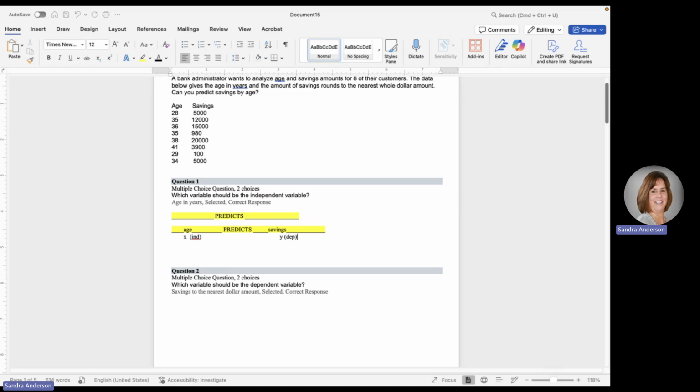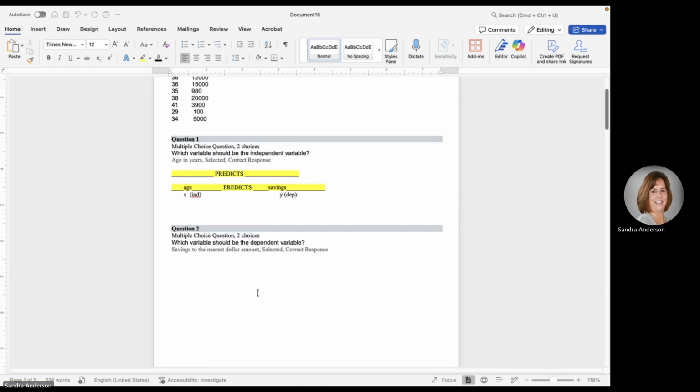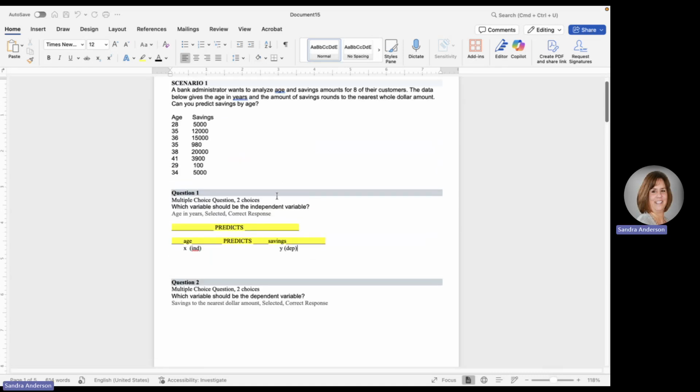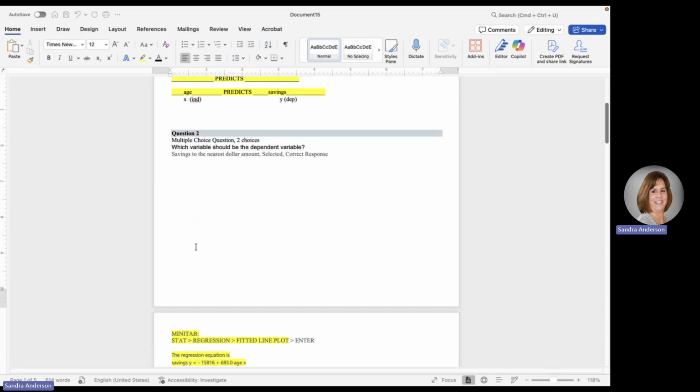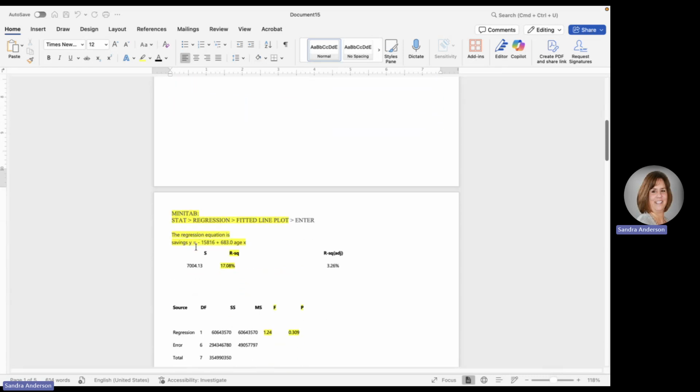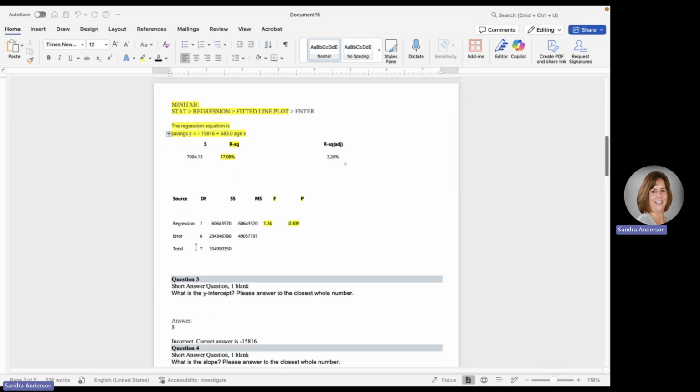So then the question asks, which variable should be your dependent variable? And the answer is savings to the nearest dollar amount. And we're also asked what should be the independent variable, and that is age in years. So that's usually your first few questions to understand. After that, the questions are going to depend on what you put in Minitab.